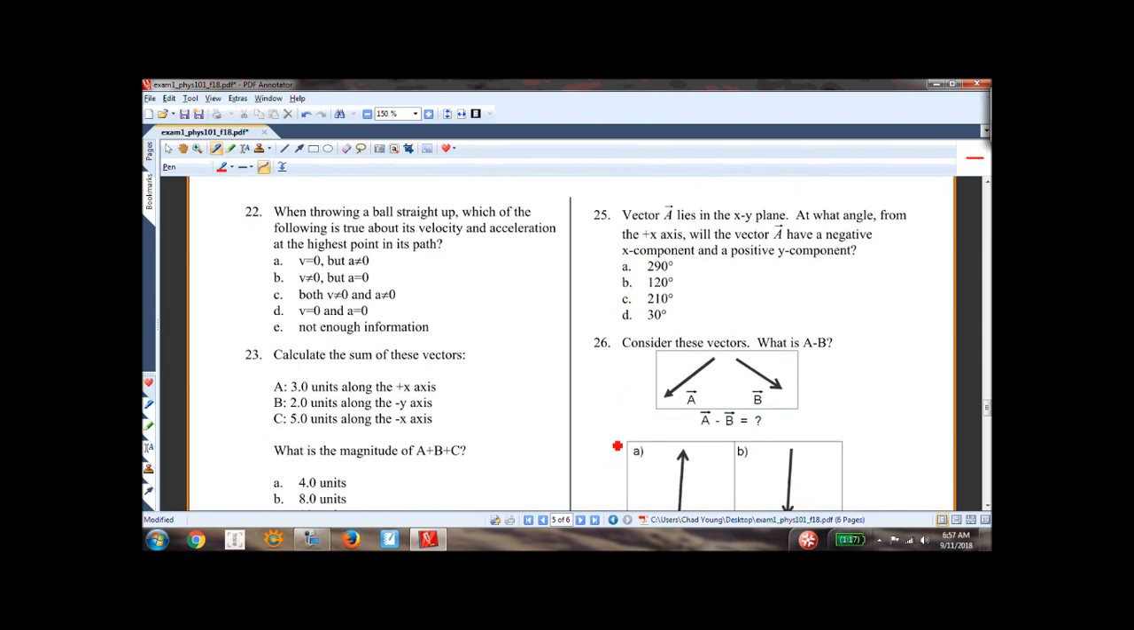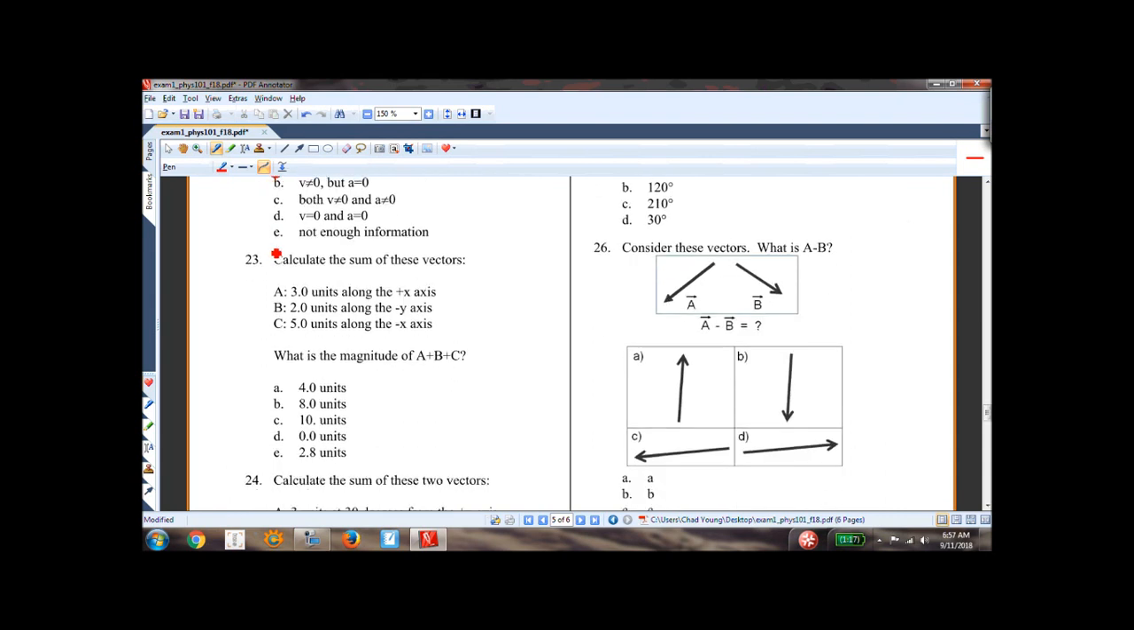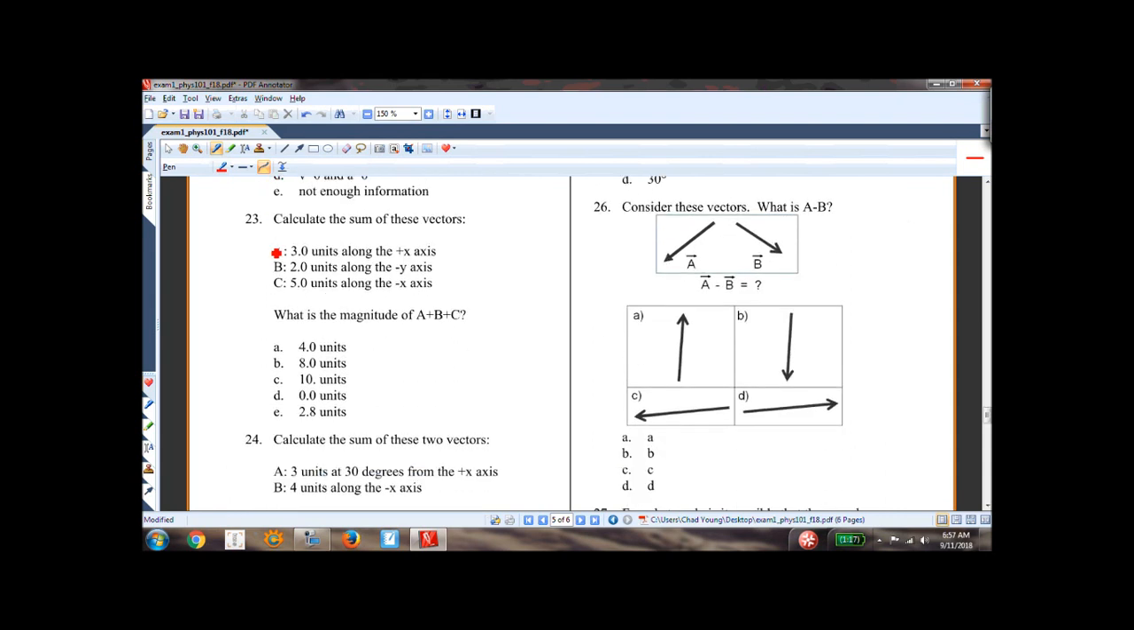When throwing a ball straight up, which of the following is true about its velocity and acceleration? All right, this was from our concept test. The velocity equals 0, but the acceleration is not. We should calculate the sum of these vectors, and then what is the magnitude of them?